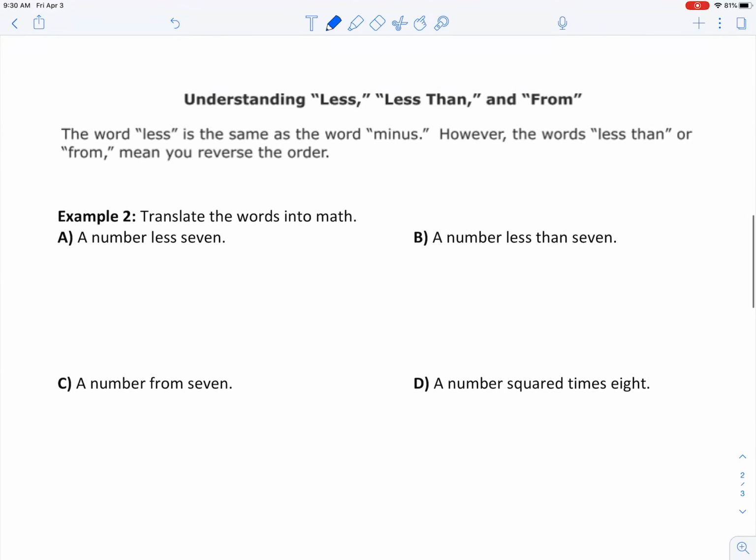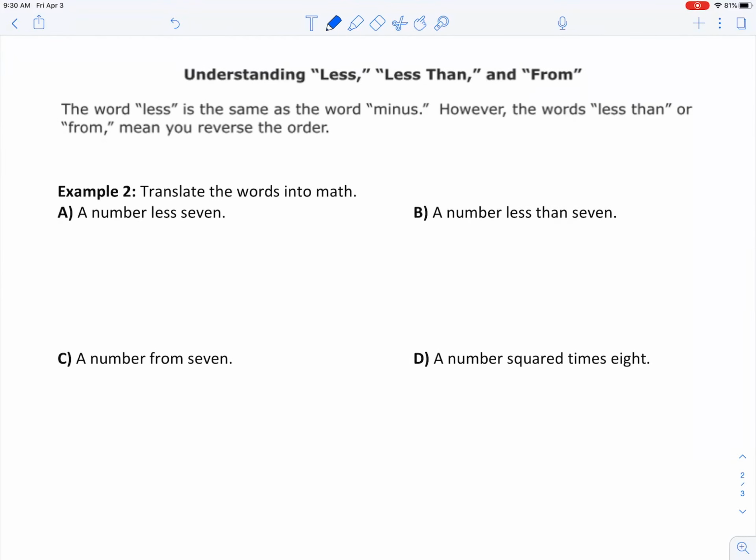All right, flipping over to the back side. It says understanding less, less than, and from. The word less is the same word as minus. However, the words less than or from mean you reverse the order. So that's that turnaround that I was talking about earlier. Let's actually see what this looks like when we have examples.